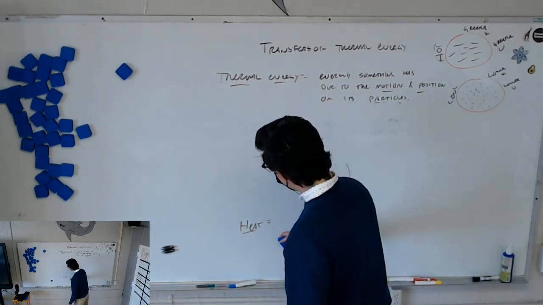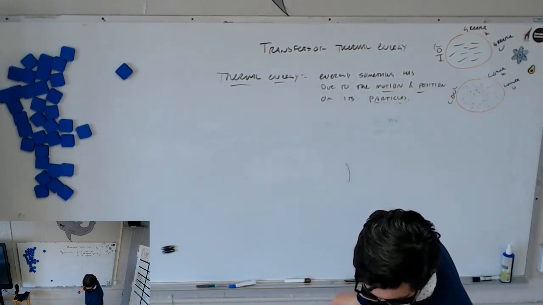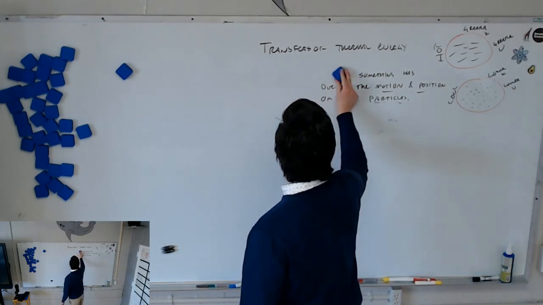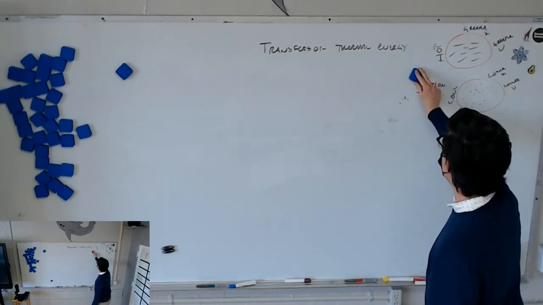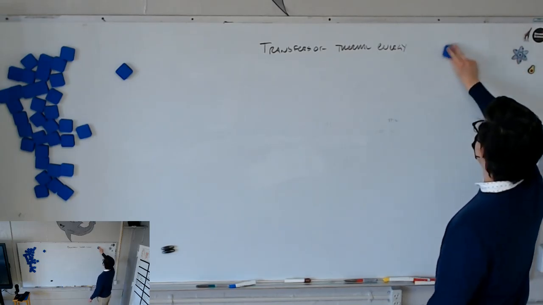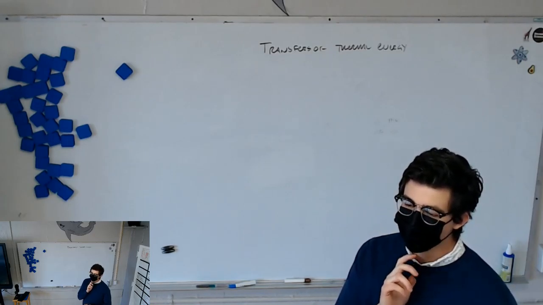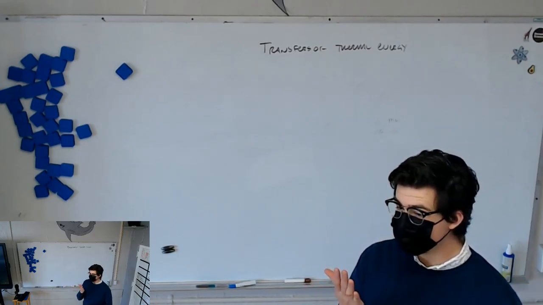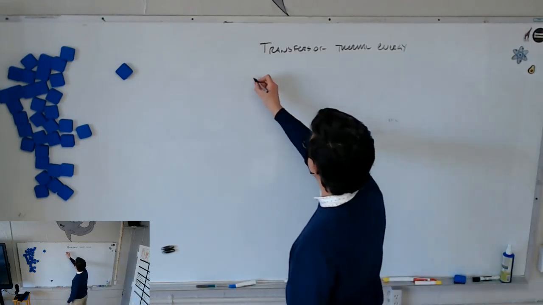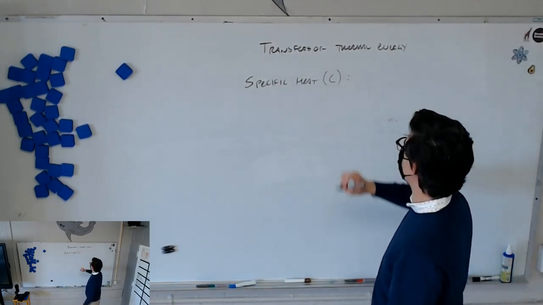So specific heat, and you can put in parentheses after specific heat, capital C. It's capital C, that was right. We can label it specific heat, and the abbreviation for that is C. Specific heat is defined in science as the amount of heat energy in joules it takes to raise the temperature of 1 kilogram of a substance by 1 degree Celsius, or 1 Kelvin, it doesn't matter.